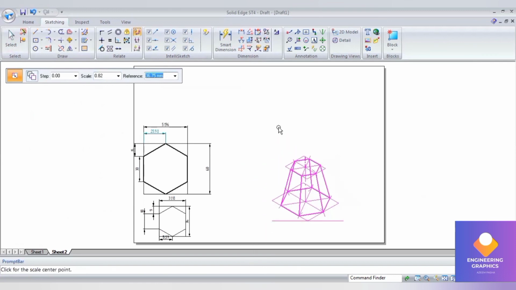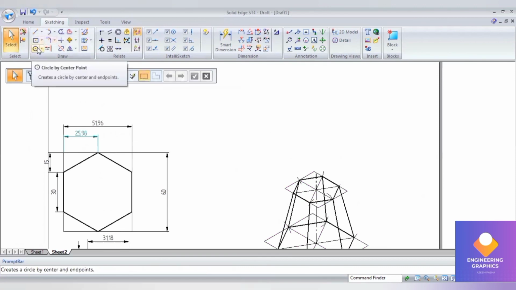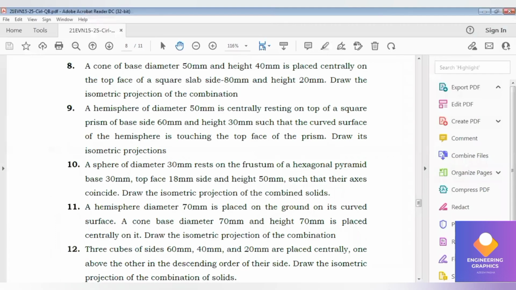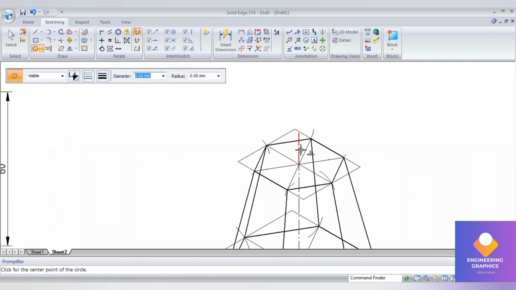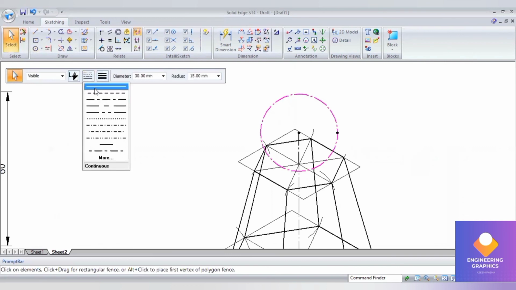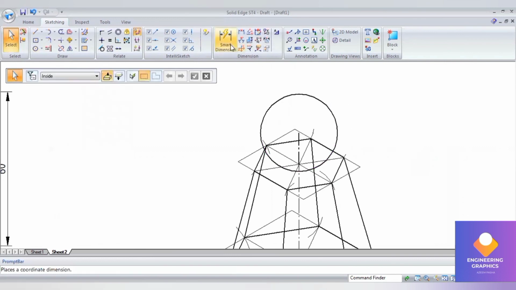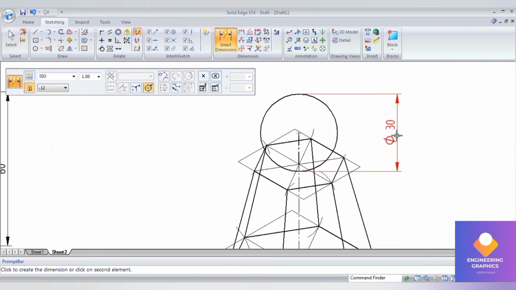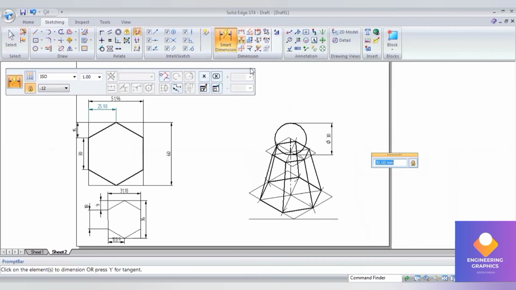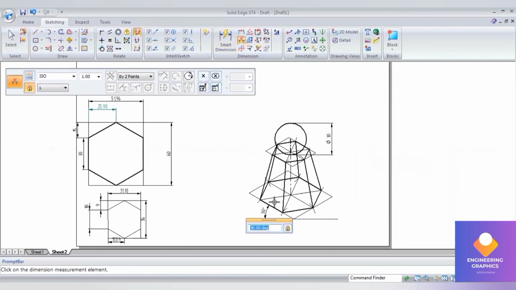Okay, go to circle. So from the center of the circle, from here you have to draw a circle for a diameter of 30 mm. So change it to continuous one. Check the dimension. So this is with the actual scale. Remember it, sphere is always drawn with the actual scale. So other than sphere, all the solids will be constructed with the iso scale.